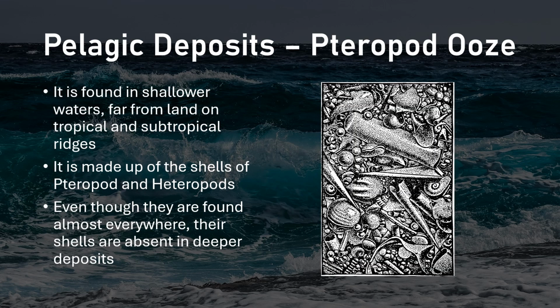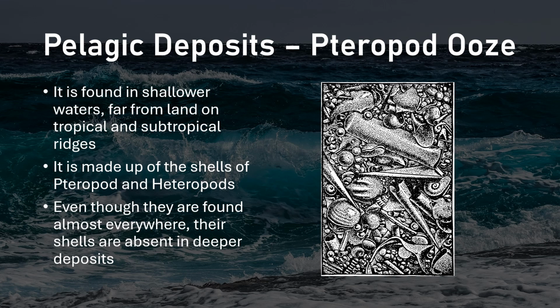Pelagic deposits, the pteropod ooze. It is found in the shallower waters far from continental land in tropical and subtropical regions, and comes especially within the coral reef regions where warm water with small annual variation is found at the surface.